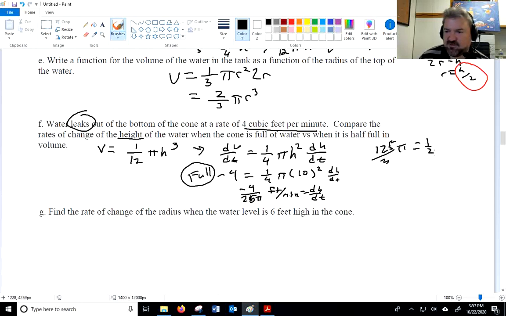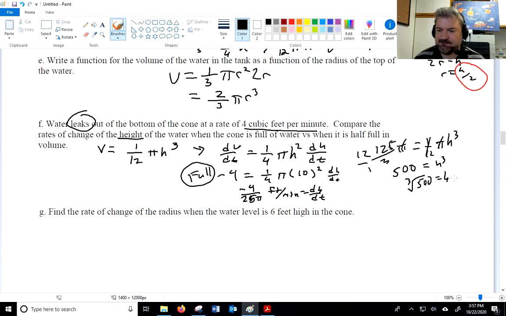Well, we need to solve that in our formula, 1/12 pi h cubed. All right, so the pi's can cancel out. Multiply both sides by 12, and the 12 over 1 will become 4 with the 3. 4 times 125 is what, 500? So 500 is equal to h cubed. So the cube root of 500 is h.